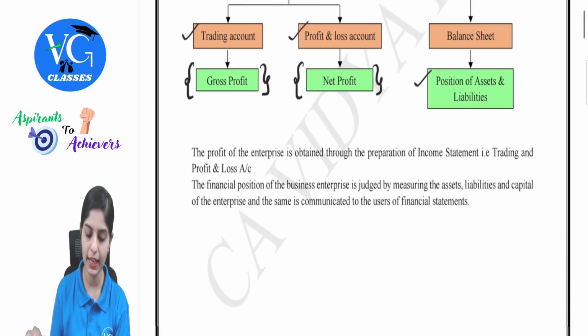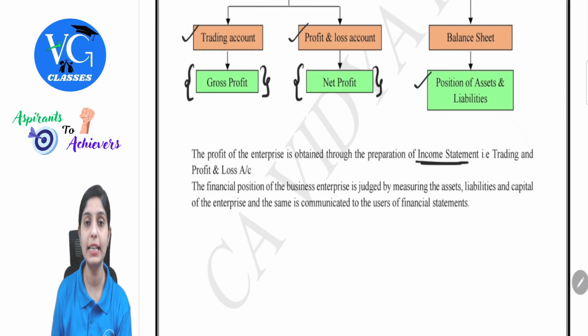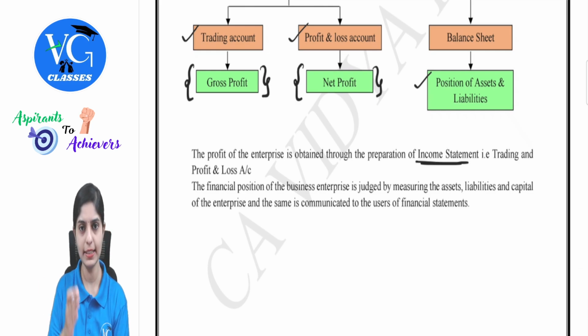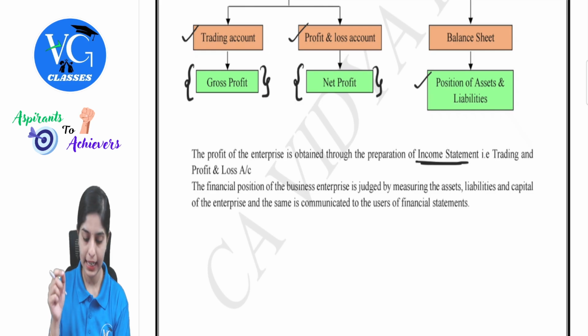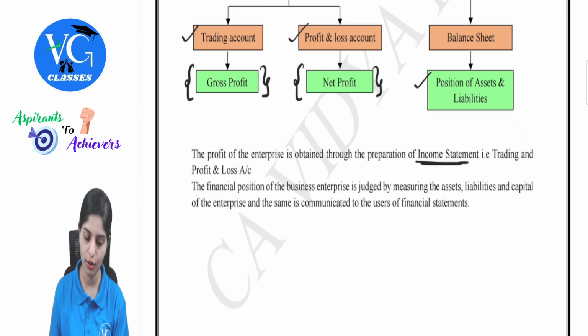The profit of the enterprise is obtained through preparation of the income statement. The income statement includes the trading and profit and loss account. So profit or loss: wherever we find profit, loss is read as it is. So either profit or loss can be obtained in the income statement. The income statement includes the trading account and the profit and loss account.